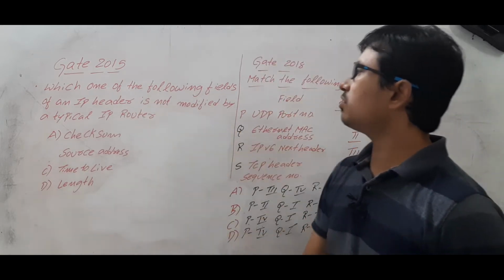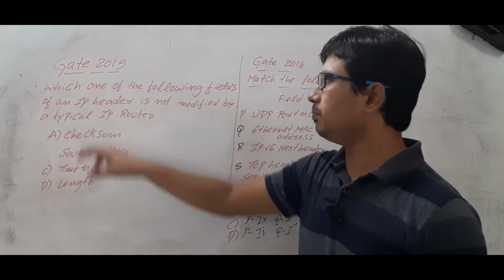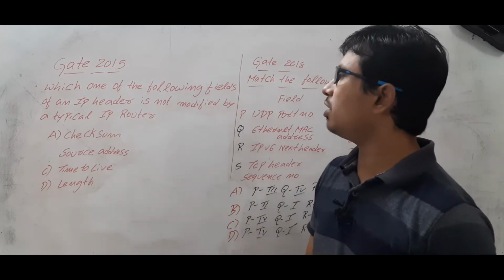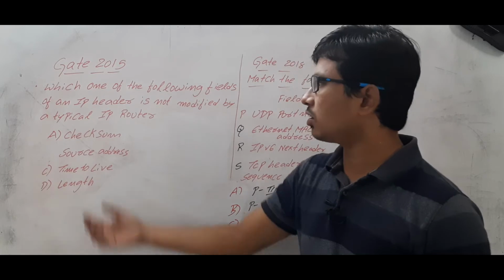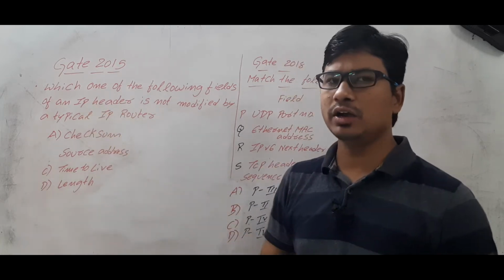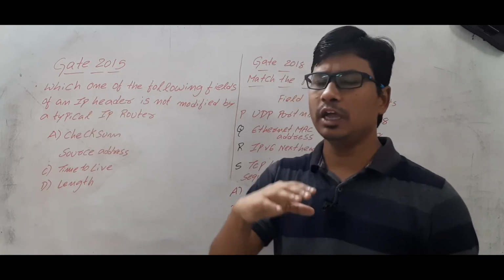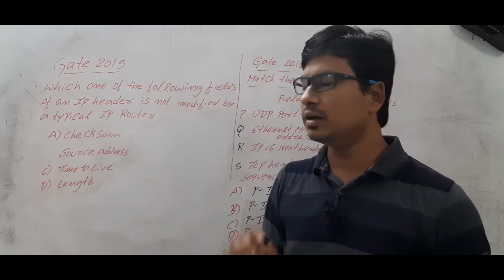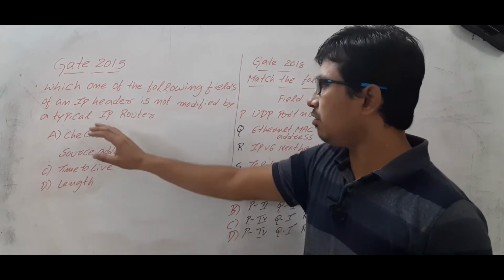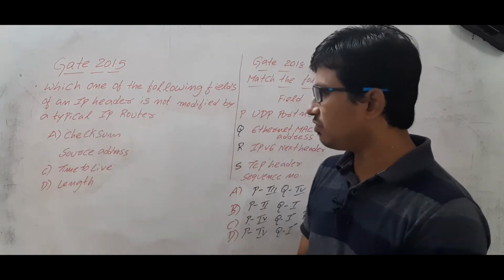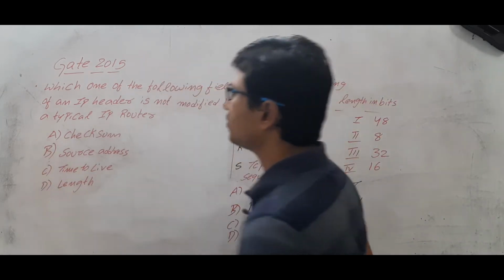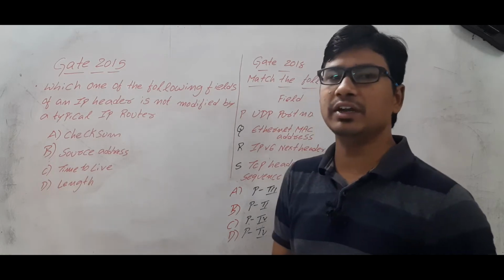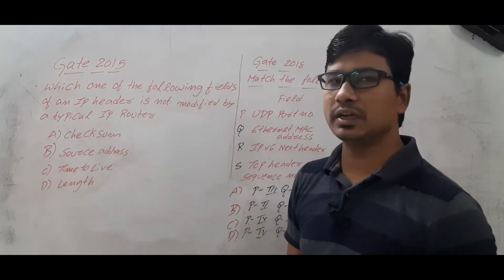Which one of the following fields of an IP header is not modified by a typical IP router? They are talking about the IP header. Already we have discussed the IPv4 header format, and then they have given a few fields. Which of the fields is not modified when it is going through an IP router?